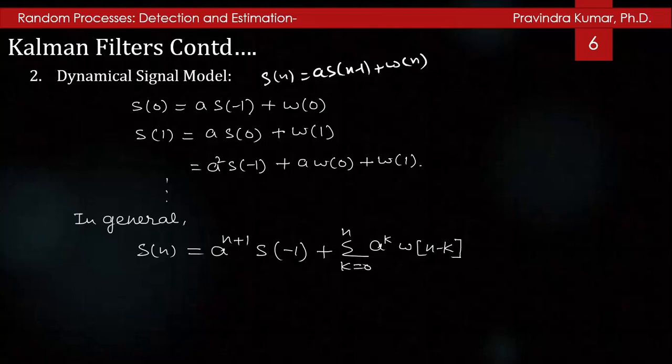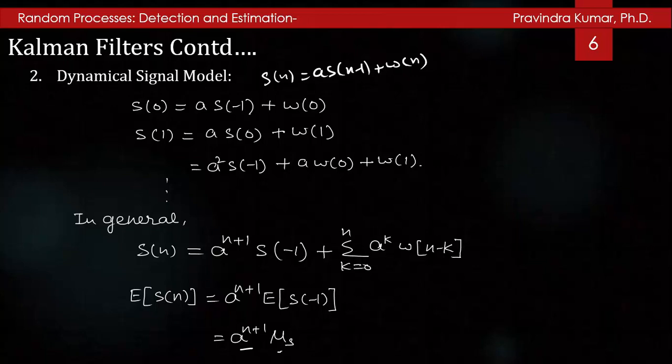Here s[n] is a linear function of the initial condition and the driving noise input from the initial time to the present time. So the expected value of s[n], E[s[n]], will be equal to a to the power n plus 1 times the expected value of s[minus 1], and it is equal to a to the power n plus 1 mu s.